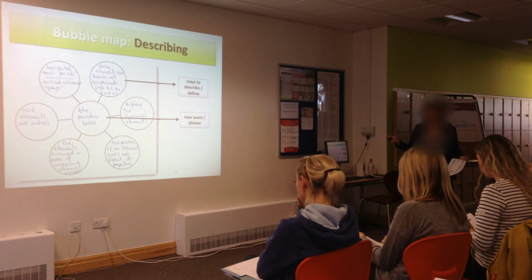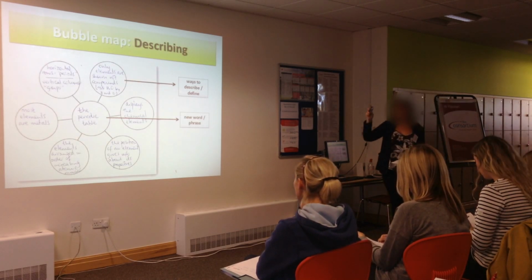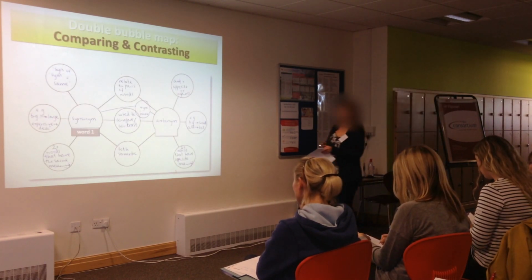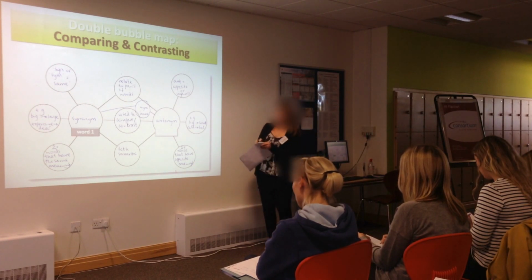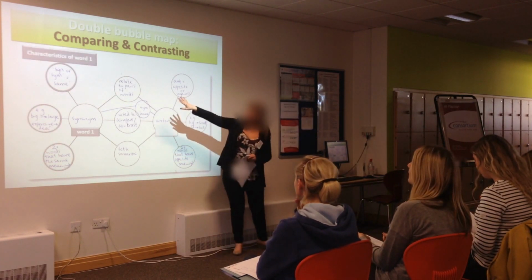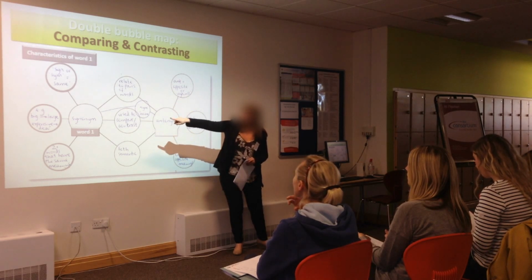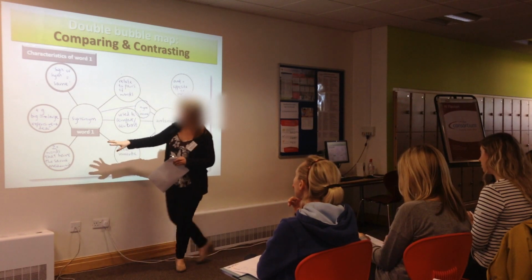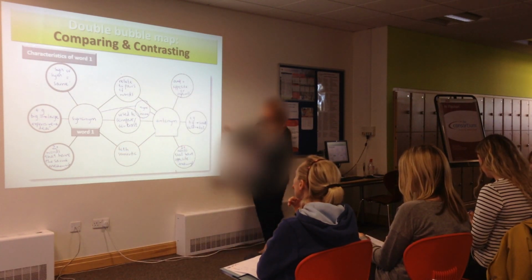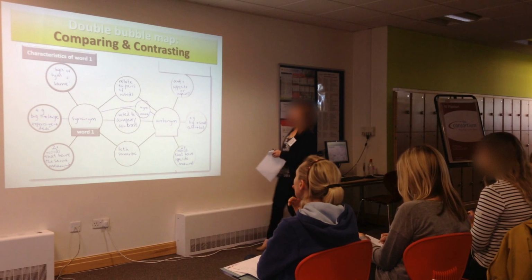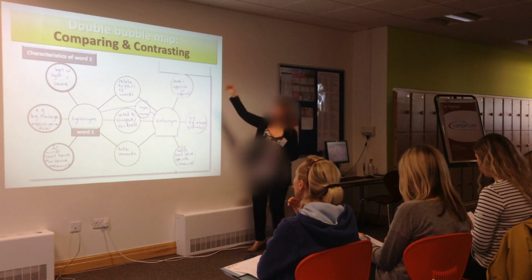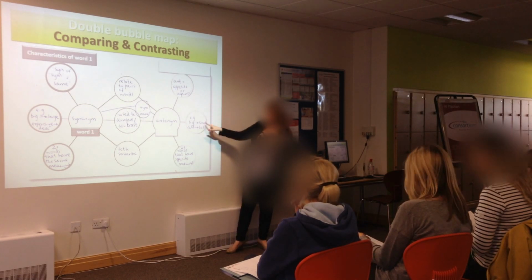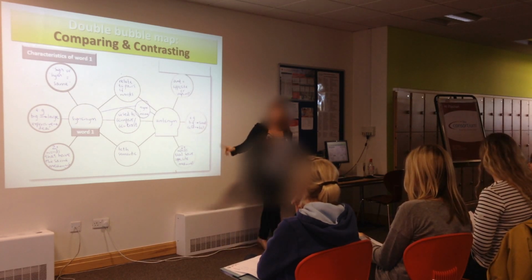The second one, you must have seen this, a bubble map. Put the new word in the middle and anything around it to describe. The other one is comparing and contrasting, so if we've got synonym and antonym here, the first word I would put here, so syn and sim mean same. And then I've got an example, so big and large are synonyms. And it's two words that have the same meaning. On this side, characteristics of word two. And then I've got ant, which means opposite, big to small, cold to hot. And then two words that have opposite meanings.